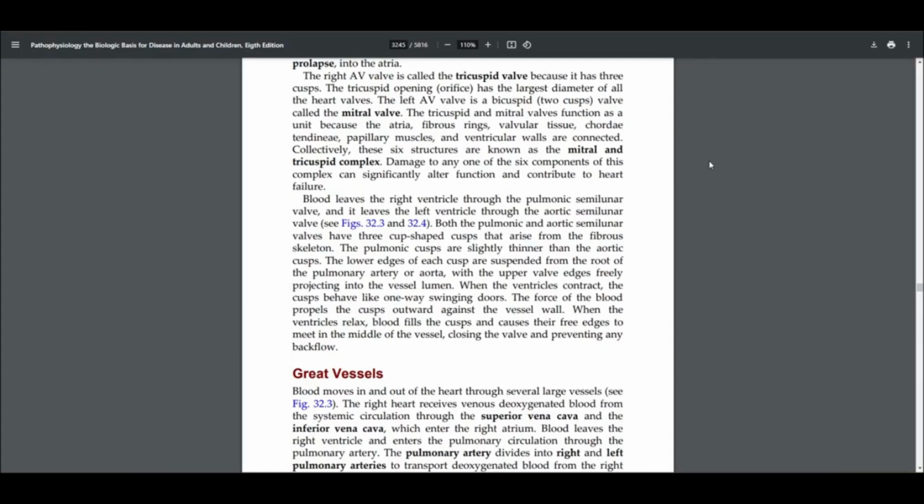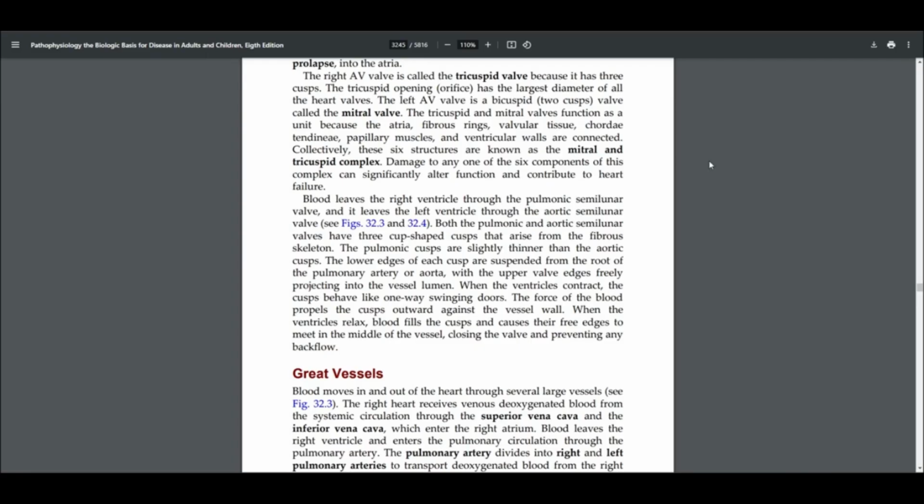Blood leaves the right ventricle through the pulmonic semilunar valve, and it leaves the left ventricle through the aortic semilunar valve. Both the pulmonic and aortic semilunar valves have three cup-shaped cusps that arise from the fibrous skeleton. The pulmonic cusps are slightly thinner than the aortic cusps. The lower edges of each cusp are suspended from the root of the pulmonary artery and/or aorta, with the upper valve edges freely projecting into the vessel lumen. When the ventricles contract, the cusps behave like one-way swinging doors.